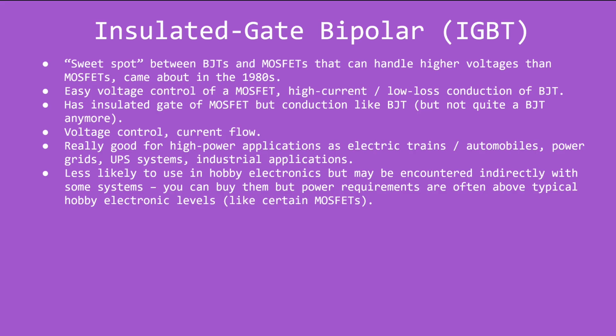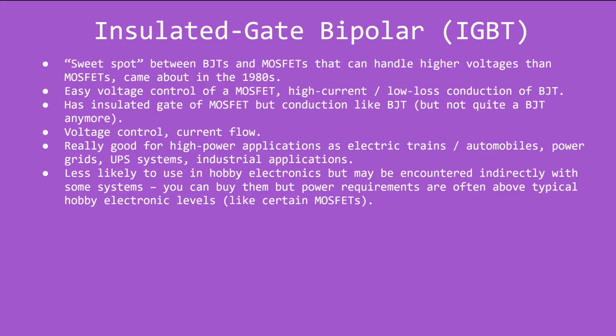Voltage controls current flow. Really good for high power applications, trains, automobiles, power grids, UPS systems, etc., because it can take the voltage. You're probably less likely to find these in hobby electronics, like you won't probably see them in a kit, but you can still buy them pretty cheaply, like the price of MOSFETs. But you're definitely dealing with them if you deal with any of the applications out there.